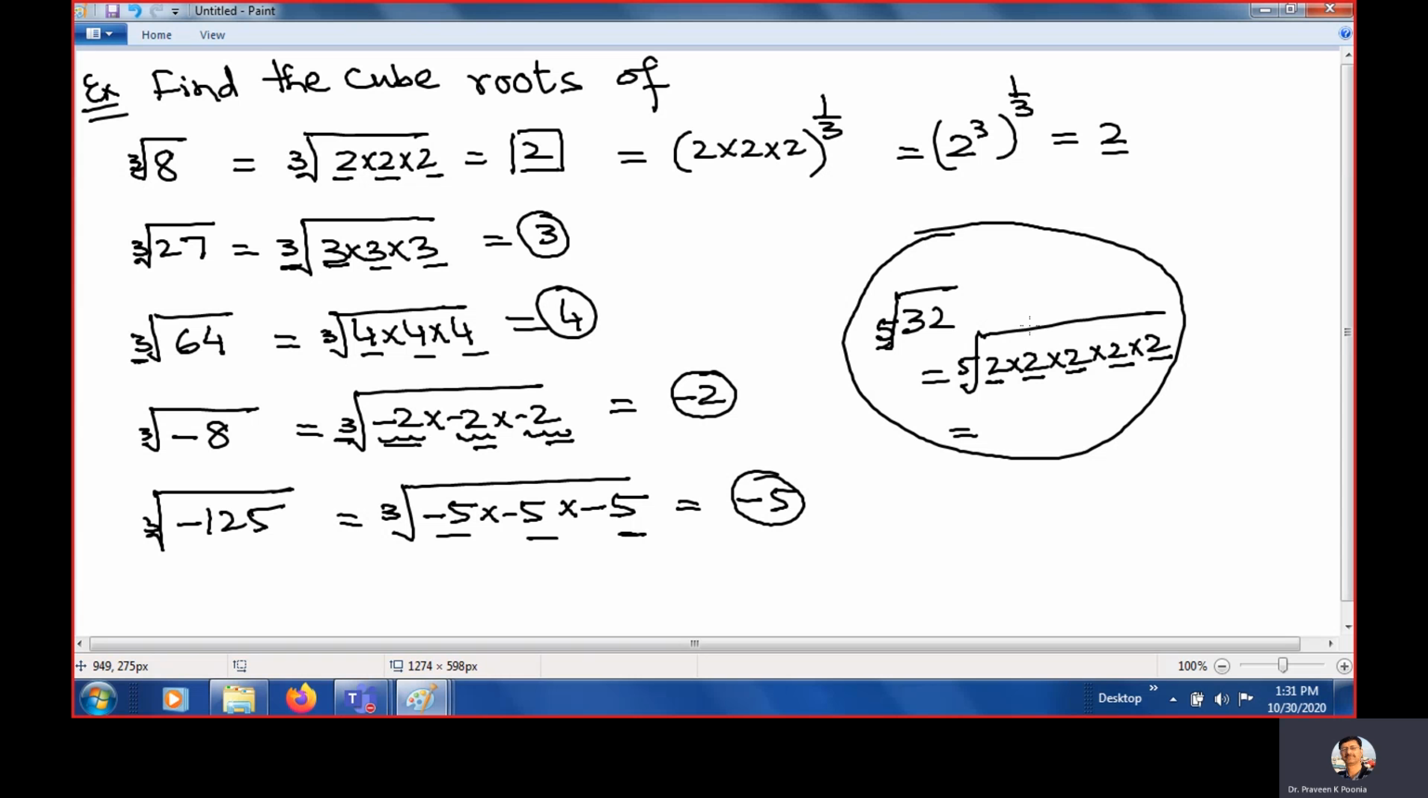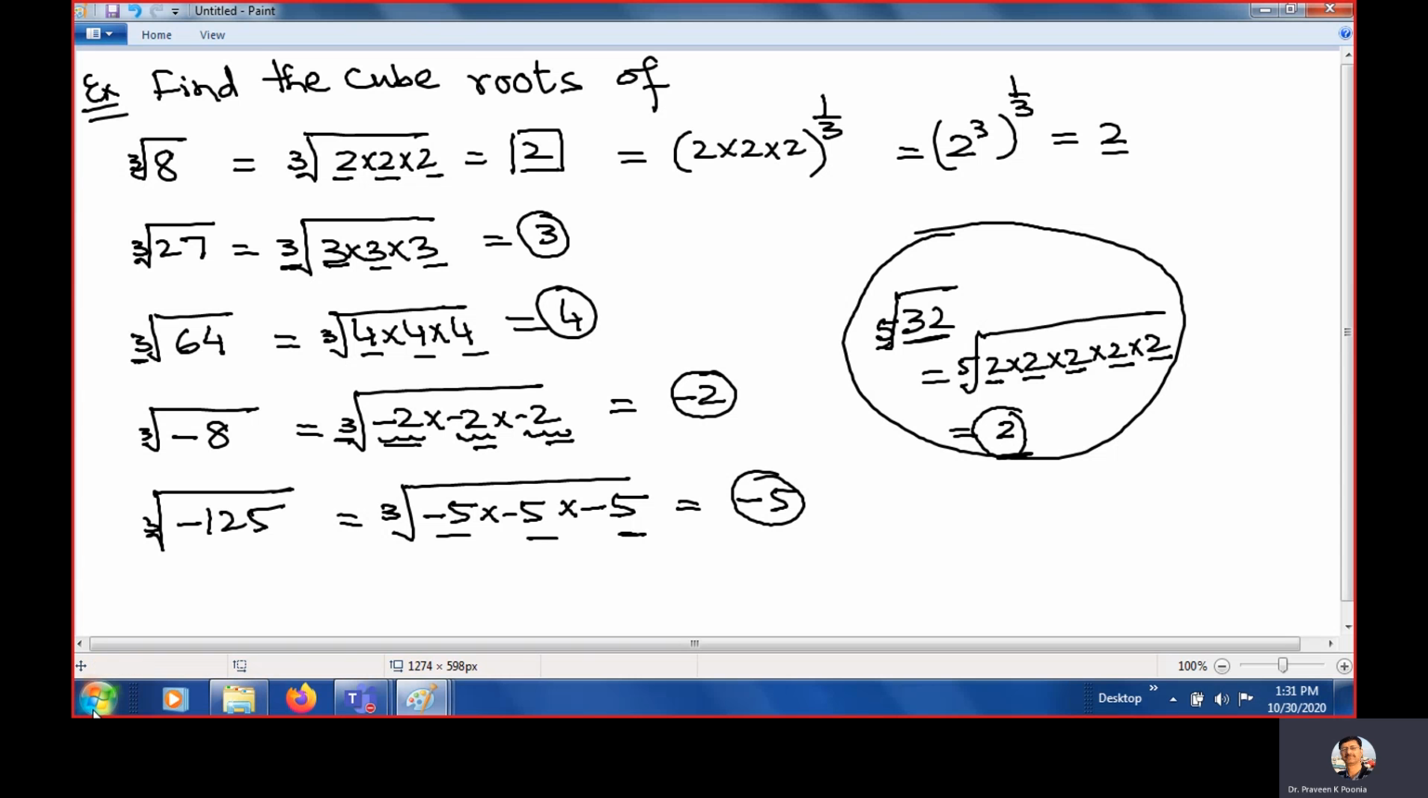So we can break 32 into 5 equal parts. Clear? In the multiples of 2: 2 times 2 times 2 times 2 times 2. So what will be the answer? Only 2. So 2 is the fifth root of 32. This is how we can write it.